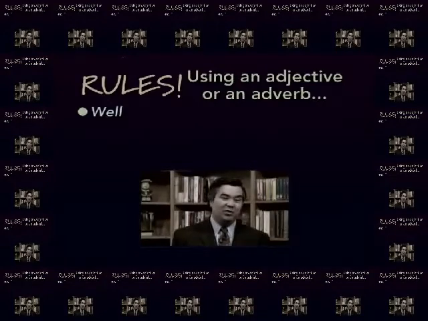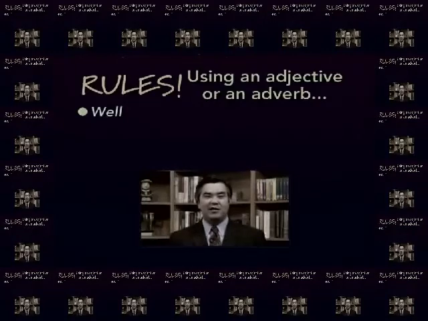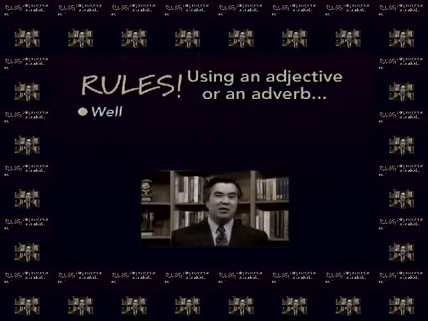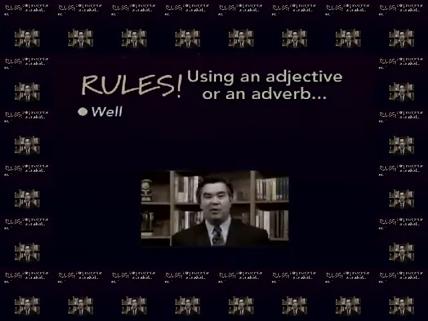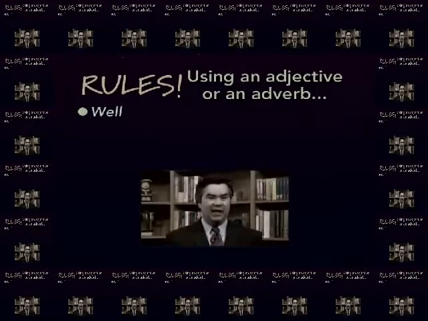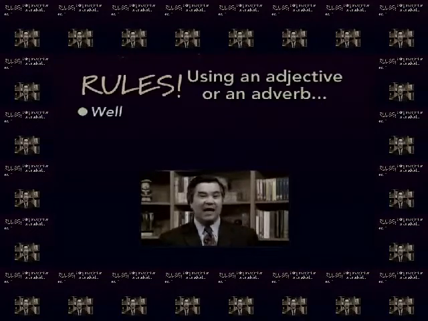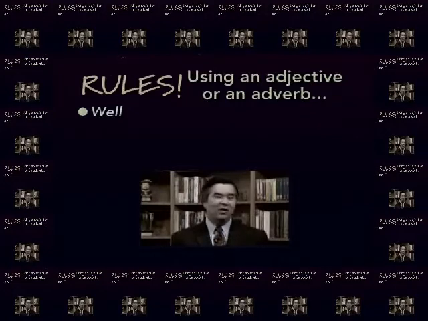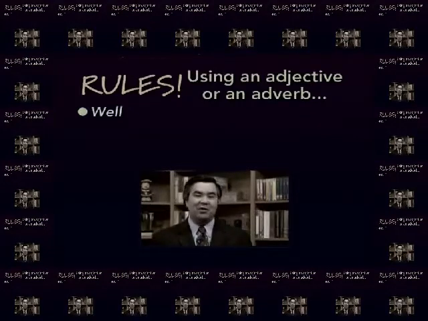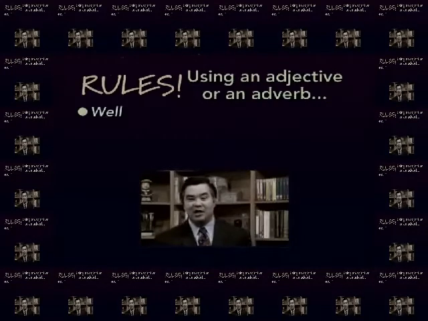Well can also be used as an interjection. That's a word that's very loosely connected to the rest of the sentence. Sometimes you'll hear people begin a sentence with the word well. They'll say something like, well, I think it'll rain later on today. In that sentence, the word well is simply being used almost as a space filler and doesn't have any particular meaning or any grammatical connection to the rest of the sentence. So well can be a noun, and it can be an interjection.